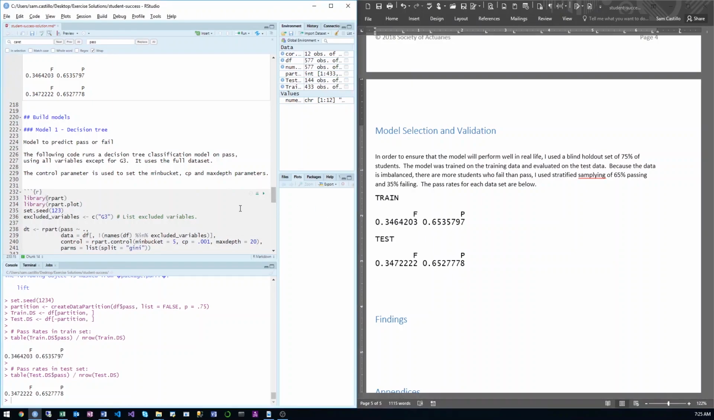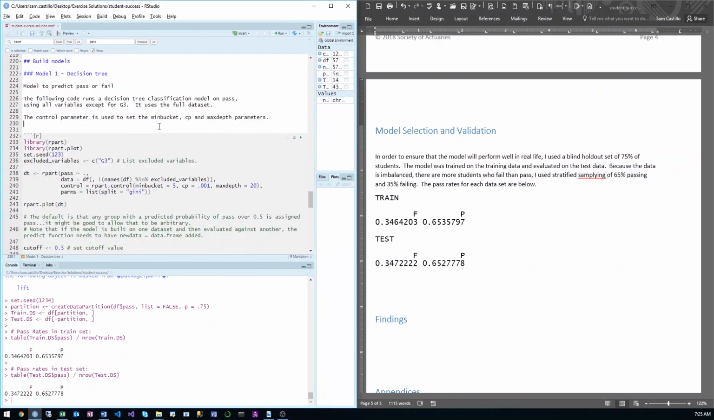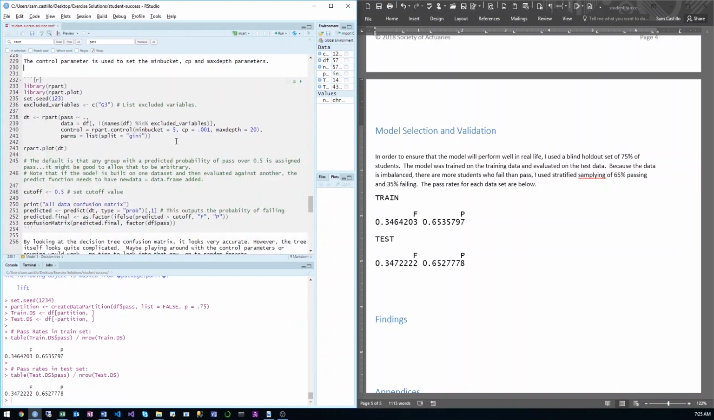The next step is to build models. Build a model to predict pass or fail. The following code runs a decision tree classification model on pass, using all variables except for G3. It uses the full data set. The control parameter is used to set the min bucket, CP, and maximum depth parameters.